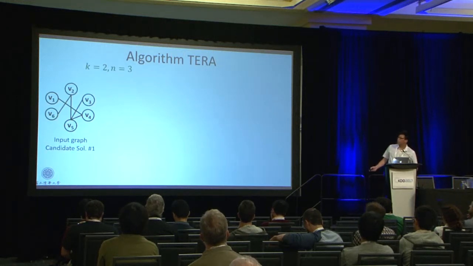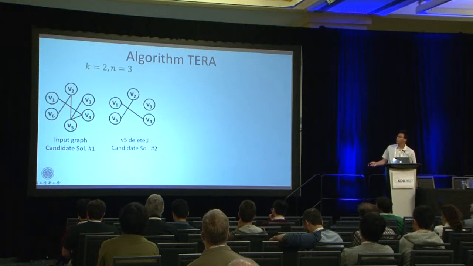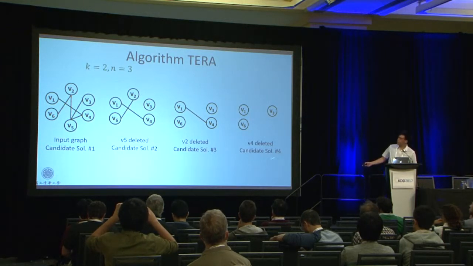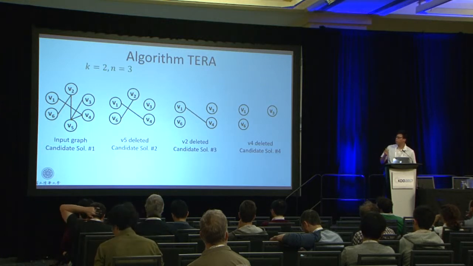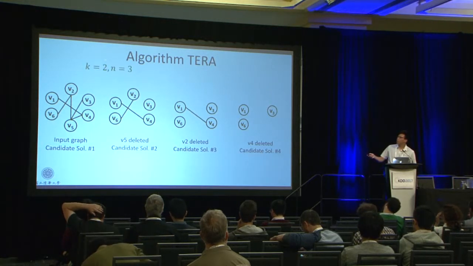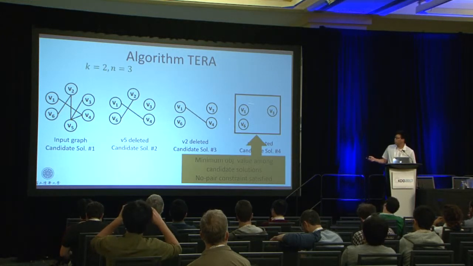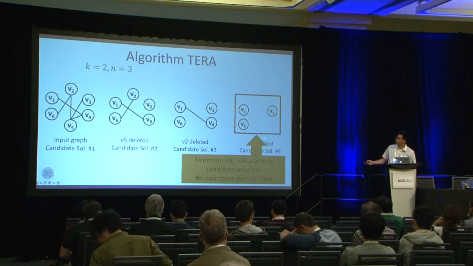So here's an example. The input graph is here, and it can be regarded as the first candidate solution. Then we remove v5, which has the largest Wv. So here we got the second candidate solution. And then we remove v2 and then v4. So now we got 4 candidate solutions. The algorithm stops here because it doesn't have to consider any candidate solution with fewer than 3 vertices. And finally, we extract the candidate solution with a minimum objective value where it satisfies the no pair constraint, which is this one.